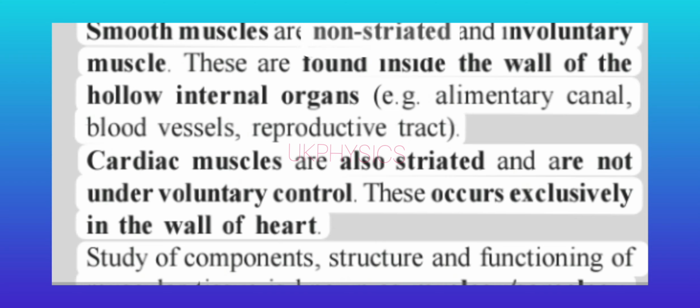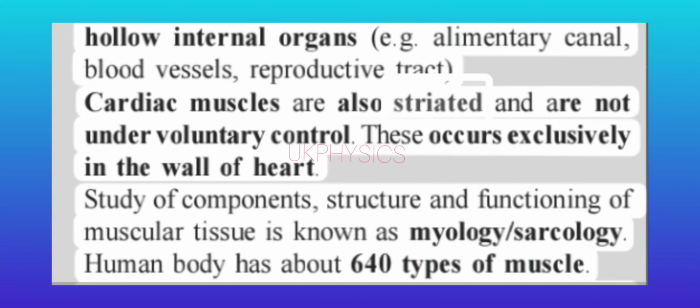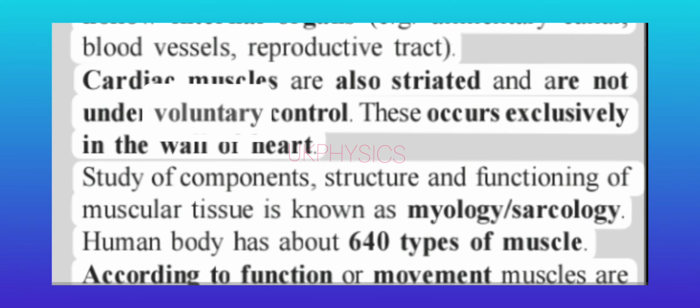Smooth muscles are non-striated and involuntary muscles. These are found inside the wall of the hollow internal organs, e.g., alimentary canal, blood vessels, reproductive tract. Cardiac muscles are also striated and are not under voluntary control. These occur exclusively in the wall of the heart.